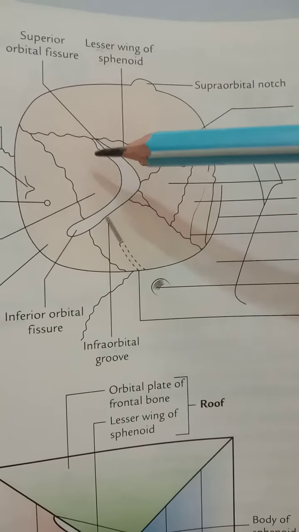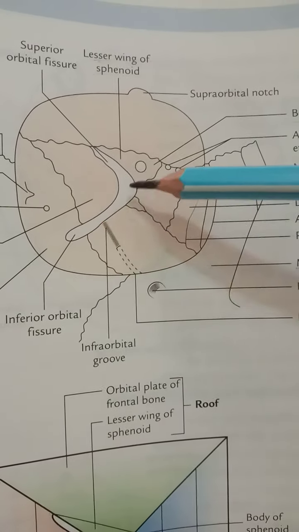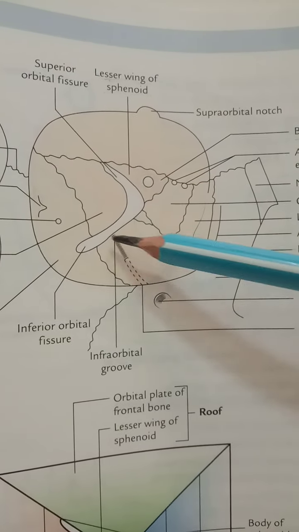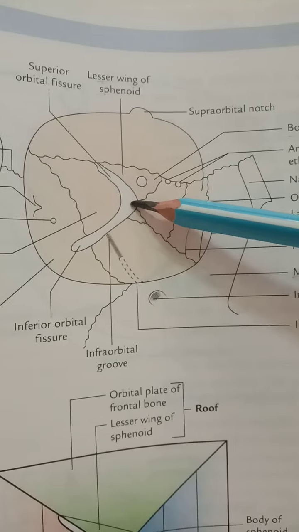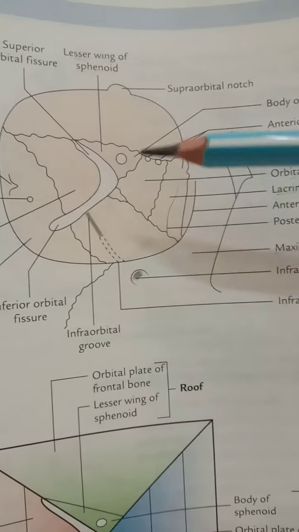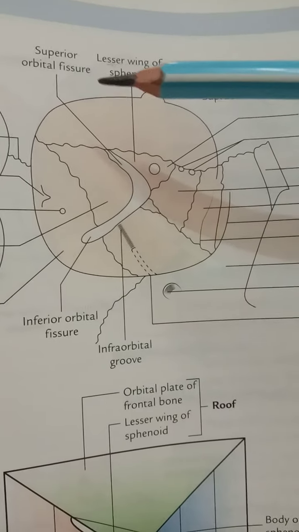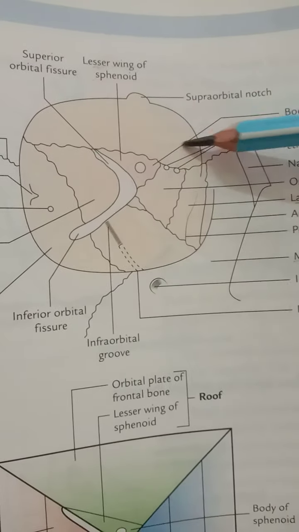Apart from this, two large fissures are present laterally. Here is the superior orbital fissure, and this is the inferior orbital fissure. Then let's see the margins of the orbit. First, the supraorbital margin, so this one.